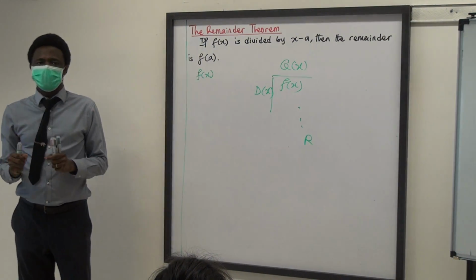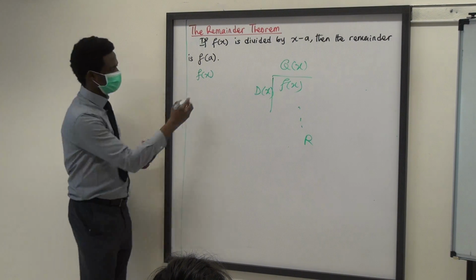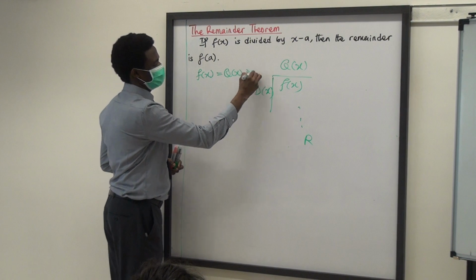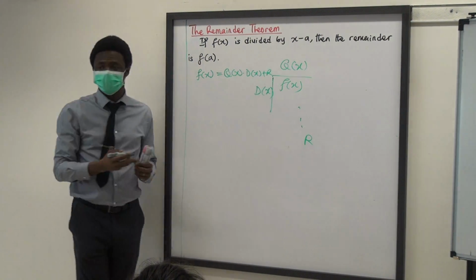From what we did previously, any polynomial can always be written as quotient times divisor plus remainder. Is that not?